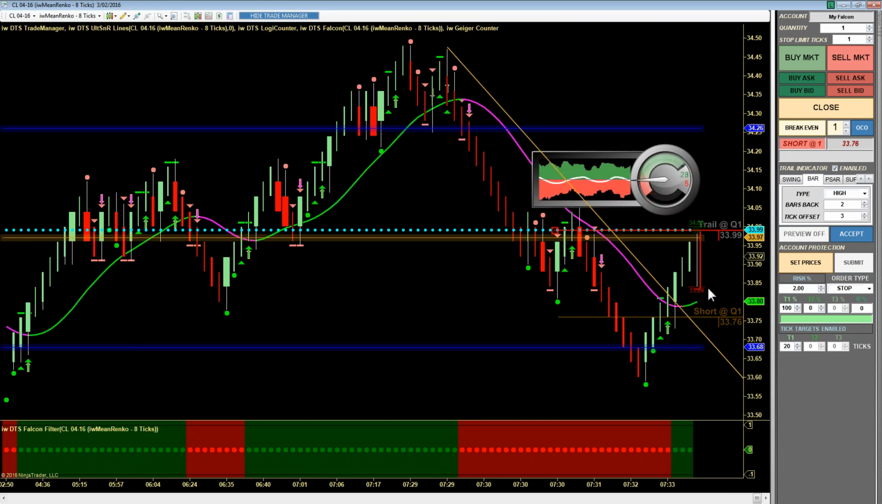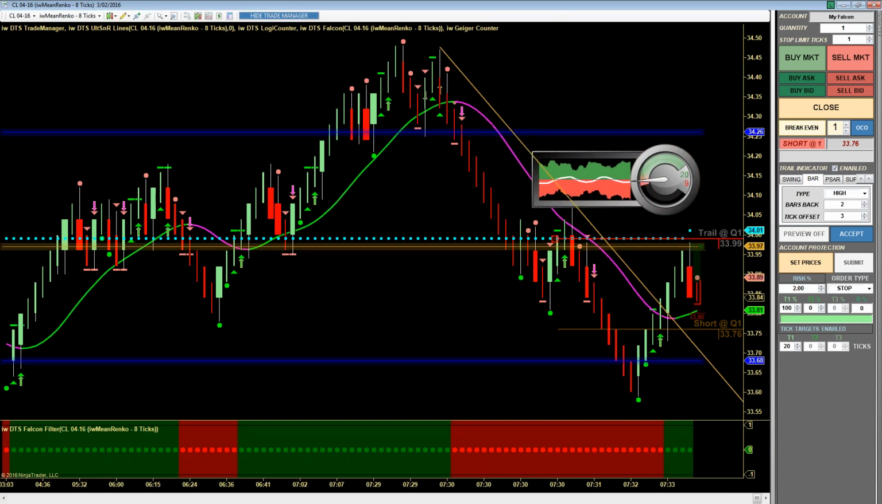And you can see this bar very, very conflicted, as is shown on the Geiger counter as well. You see how it's waffling back and forth here. Buyers have control for a minute, sellers have control for a minute. The buyers, the sellers, neither side is getting the upper hand here. Like I say, very conflicted.